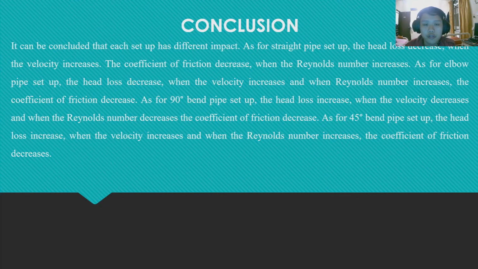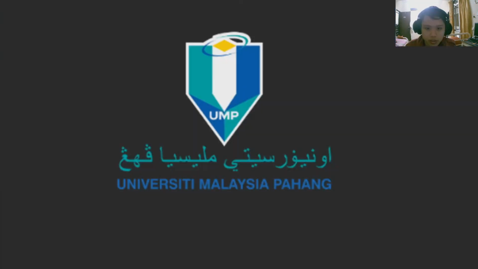So for the 45-degree bend pipe setup, the head loss increases when the velocity increases, and when the Reynolds number increases, the coefficient of friction decreases.